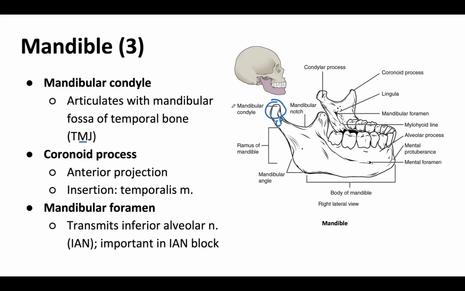Anterior to the mandibular condyle is the coronoid process. This is the insertion site of the large temporalis muscle, which is one of your main muscles of mastication, or chewing.